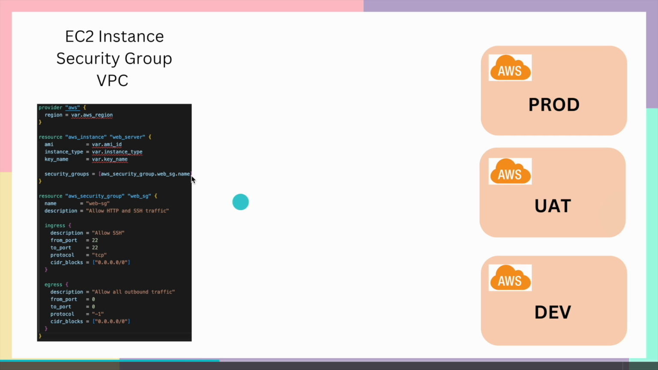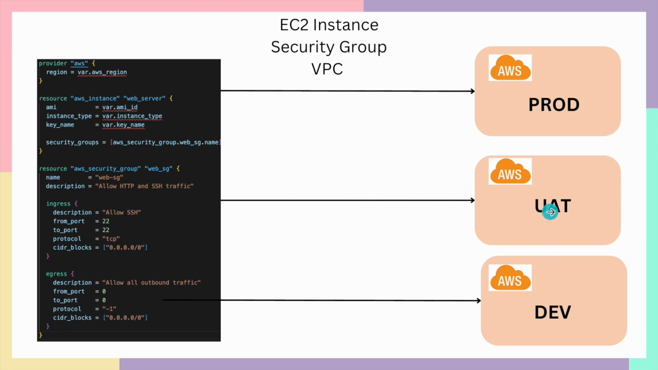Okay, what if there was a way where you would write a piece of code which you would run in all the environments? Let's ignore the syntax and the technicalities of the code for now. Let's imagine that you define these resources in some code, and this code can be run in all the environments like dev, UAT, and prod to create the same set of resources with similar configurations.